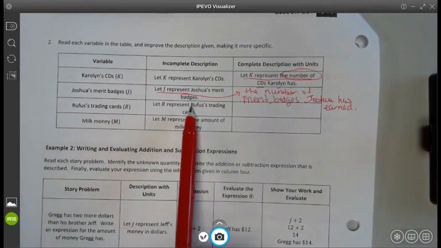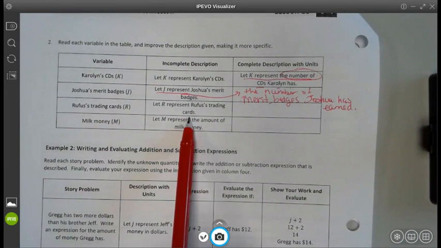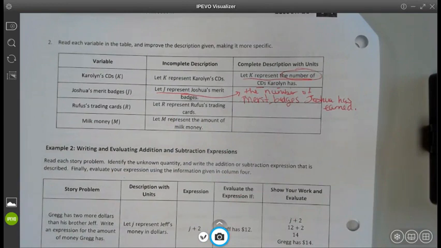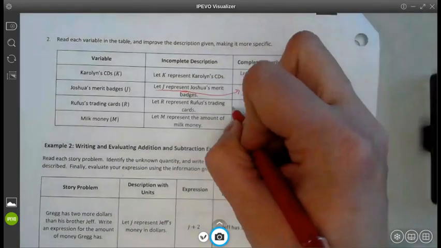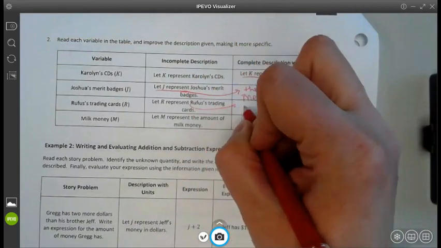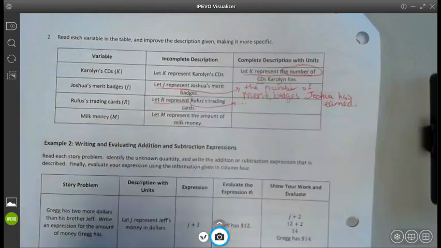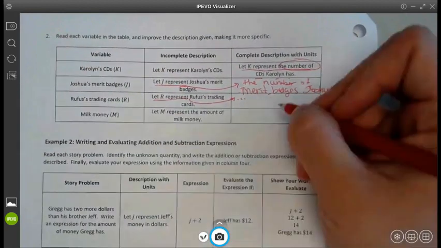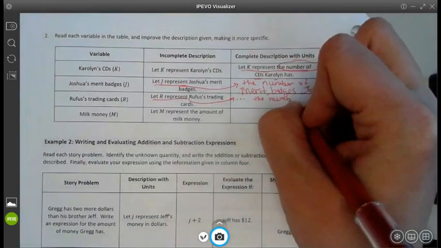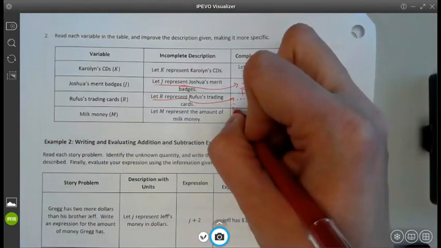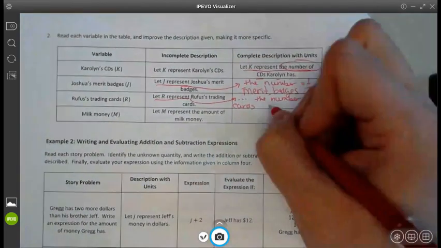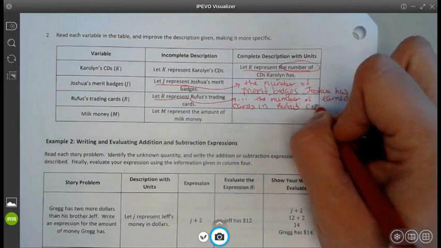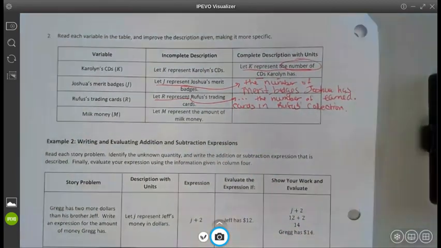Rufus's trading cards. Let R represent Rufus's trading cards. This is kind of like our CDs, right? What do you do with trading cards? You buy them, you collect them, right? So let R represent. I don't have enough room to repeat this part right here. Those dots mean that I'm repeating the underlined portion. So let R represent the number of cards in Rufus's collection. Because you collect trading cards.